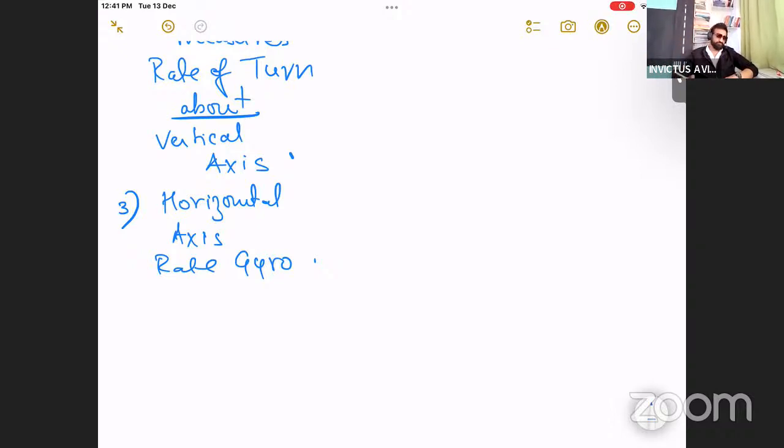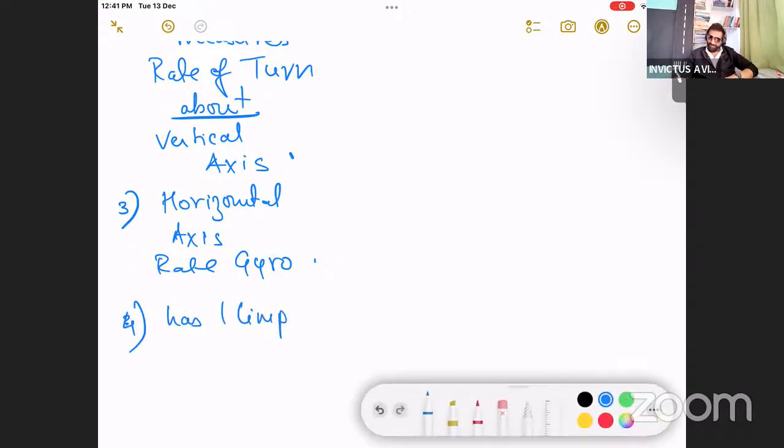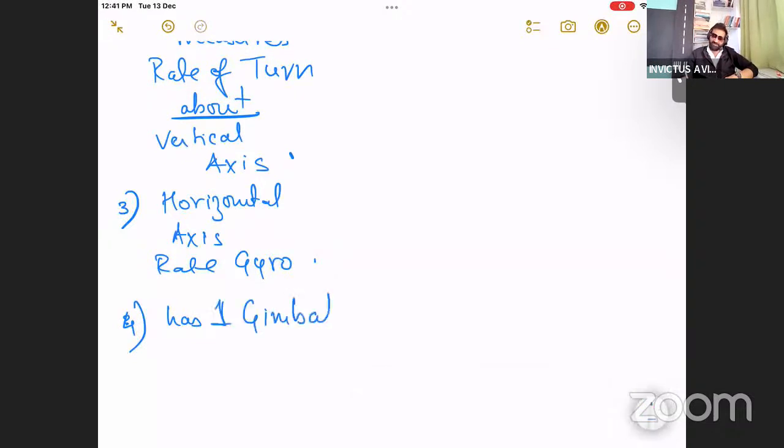So write down, it has one gimbal system. Has one gimbal and has 1 degree of freedom. You might see 2 degrees, but remember the spin axis is not considered as 1 degree. That's why 1 degree. But I will get pitch and roll both. Both. Okay.